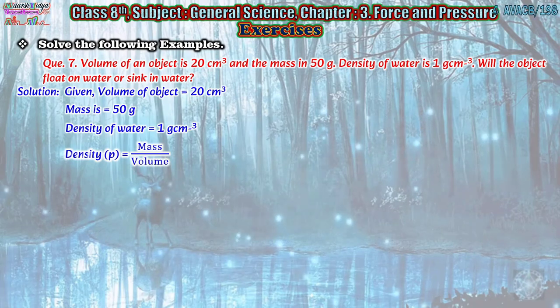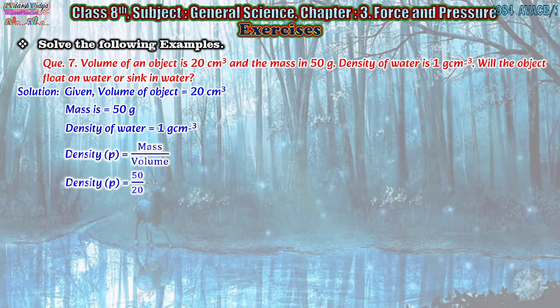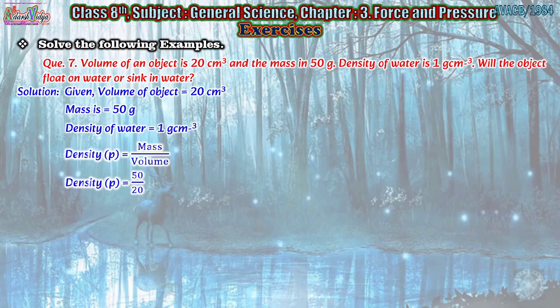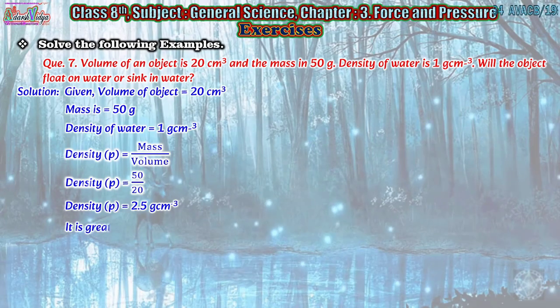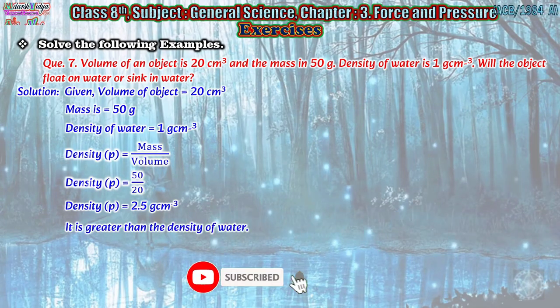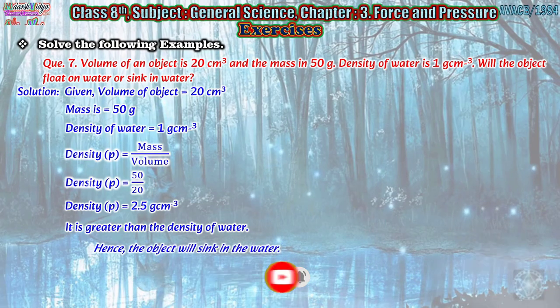Density, P equals mass upon volume. Density, P equals 50 upon 20 is equal to 2.5 g per cm cube. It is greater than the density of water. Hence, the object will sink in the water.